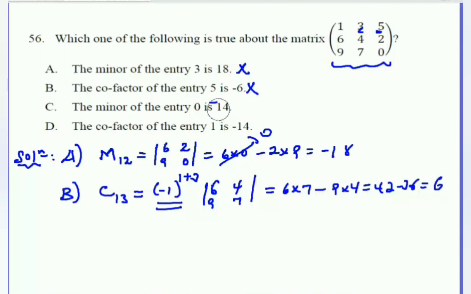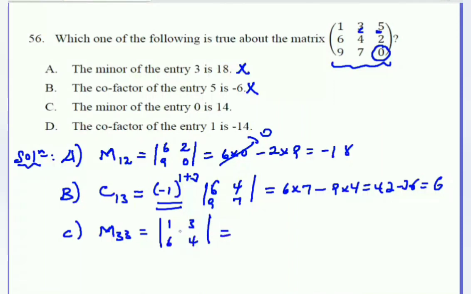The minor of the entry 0 is 14. The entry 0 is here. This 0 is found in the third row and third column. Therefore, the minor of the entry 0, third row, third column, is calculated by avoiding the third row and the third column. You will get 1, 3, the remaining are 6, 4.